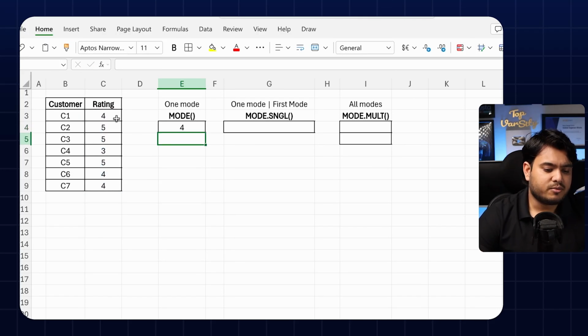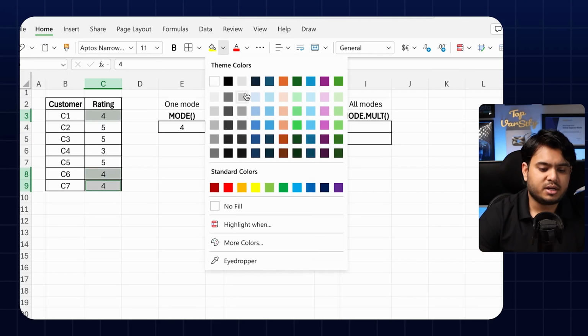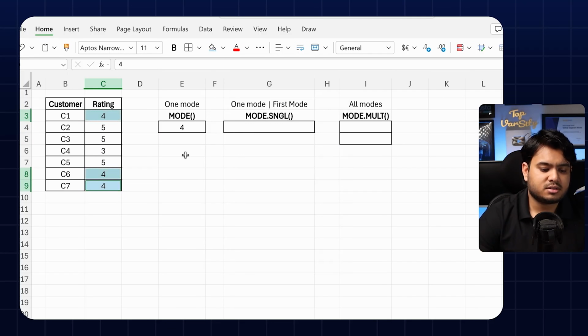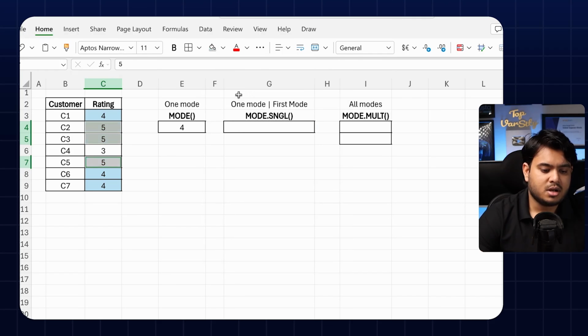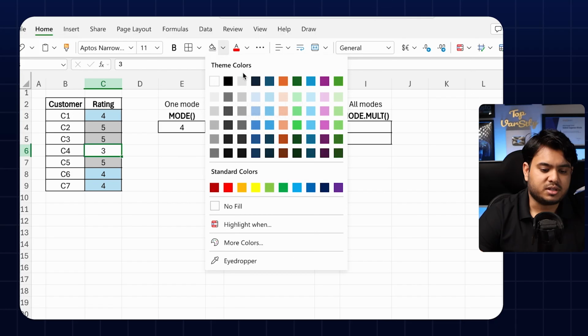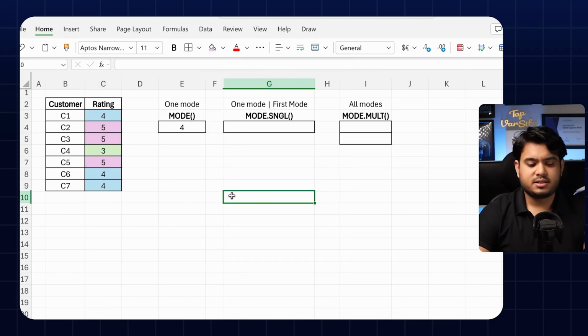So if you can see here, 4 is repeated thrice. The 5 is repeated thrice. Let me change the color. And 3 is repeated once only. So 4 is repeated thrice, 5 is repeated thrice, and 3 is repeated once.